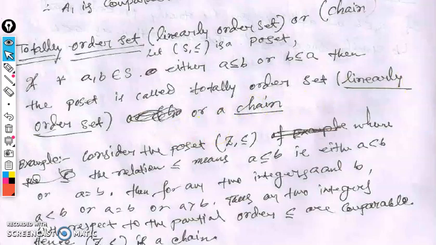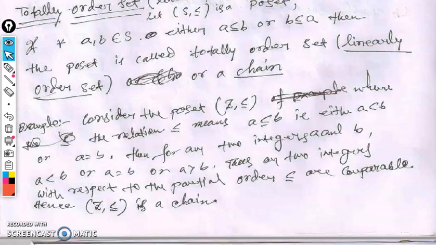We clear the concept using this particular example. Consider the poset Z with less than or equal to, where the relation means exactly less than or equal to, that is, A is less than B or A equals B. Here we consider the set of all integers, so for any two integers, either they are the same or there must be a less-than-or-equal relation between them.